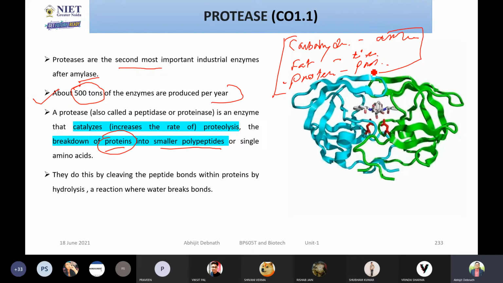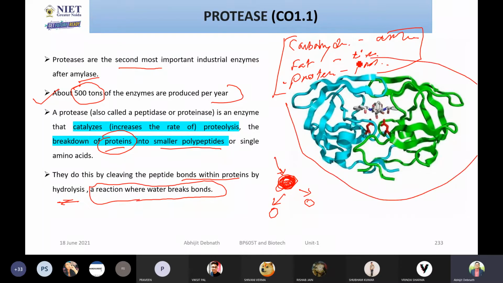So in this process, the protease works by cleaving the peptide bond in the protein by the hydrolysis process. The process is called hydrolysis, a reaction where water breaks a bond. For example, if water is breaking the molecule into smaller pieces, then you should call it hydrolysis. Okay, so hydrolysis is happening here by using protease. This is the picture of the protease enzyme.